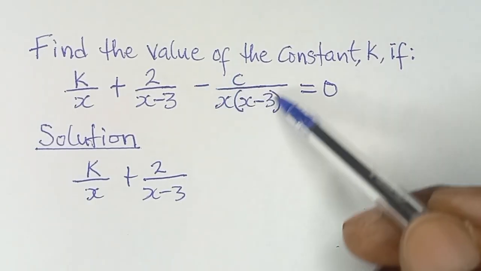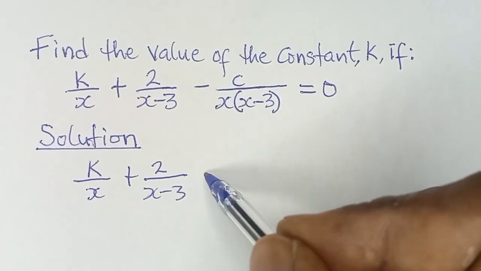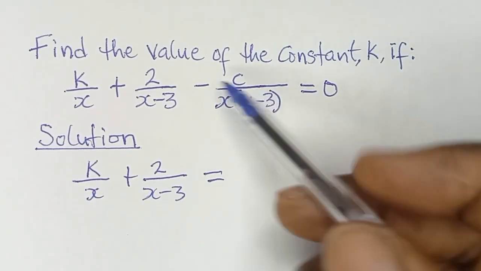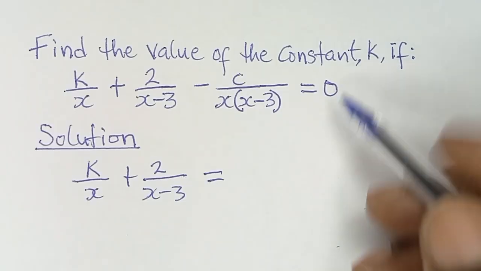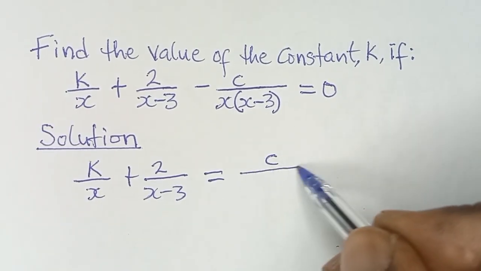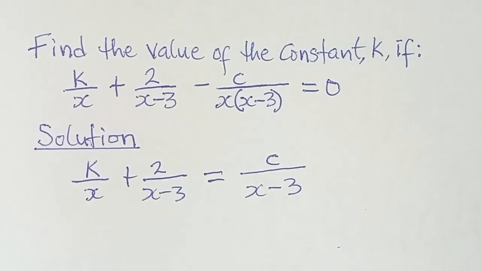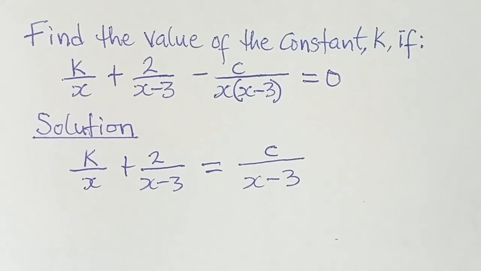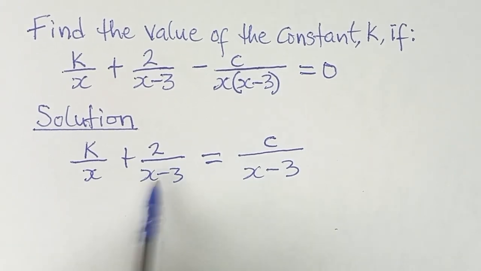Now, let's take this negative c over x multiplied by x minus 3 to the right hand side. So when this negative value gets to the right hand side, it becomes positive. Let's ignore the 0 because 0 means nothing. So it's going to be c all over x minus 3. This is what we'll be having. Now, for us to solve further, let's simplify this left hand side.